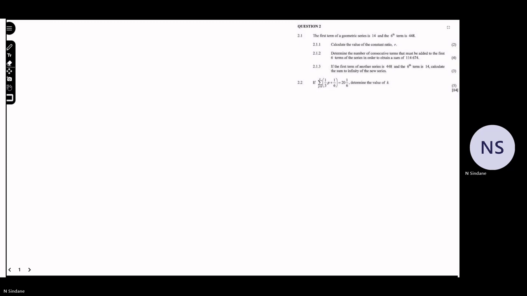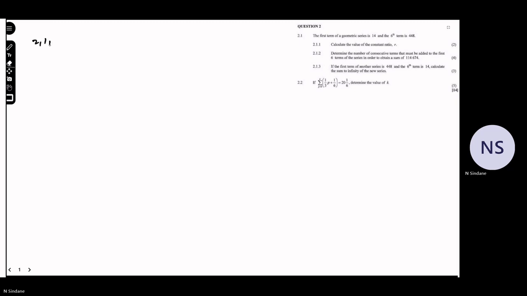Our focus area is on number patterns and series, right? So today we'll be solving questions on number patterns and series, and these questions carry 24 marks. So question 2 and question 3 carry 24 marks, right? So without any further ado, let's get to it.